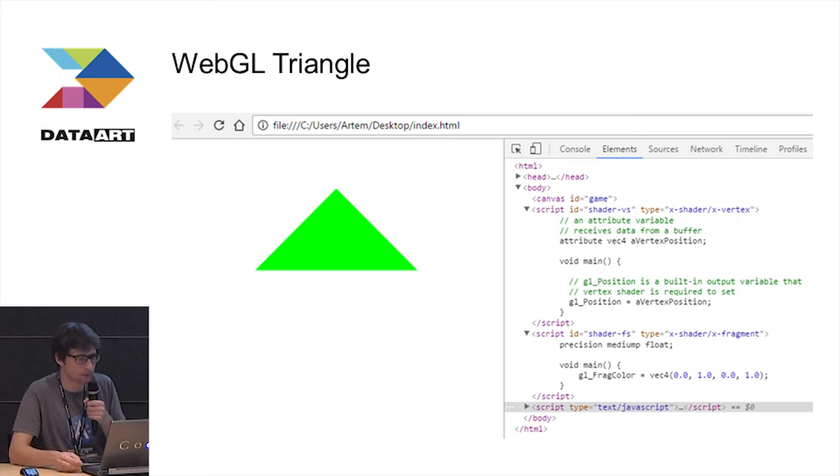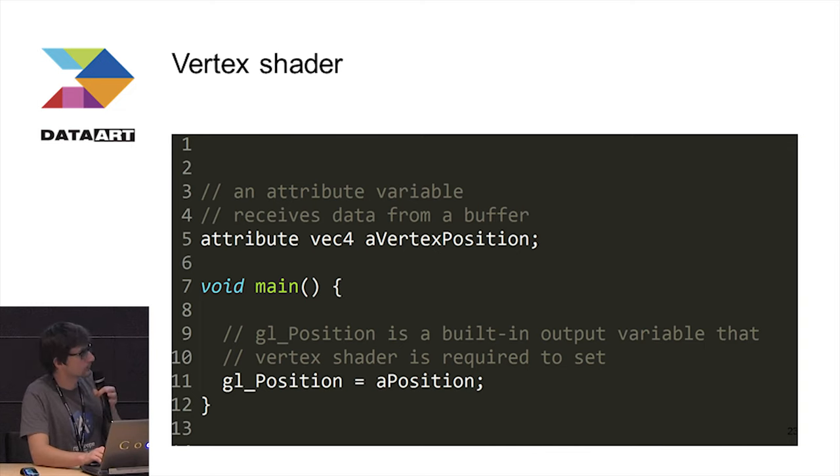What is actually going on behind the scenes is you supply a set of 3D coordinates and they get transformed to colored 2D pixels on your screen. So there are special programs that run on the GPU and they are called shaders. And in WebGL there are two kinds of shaders: vertex shader and fragment shader. They are all defined in a special C-like language called GLSL. It's a high-level language. So let's briefly take a look at how it works.